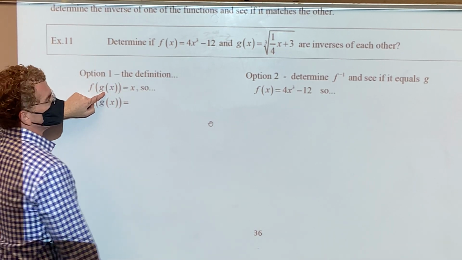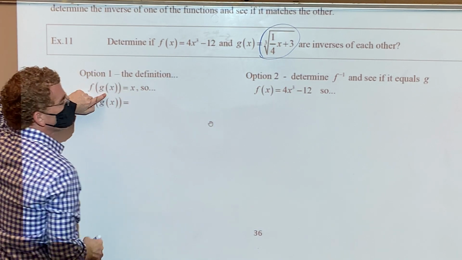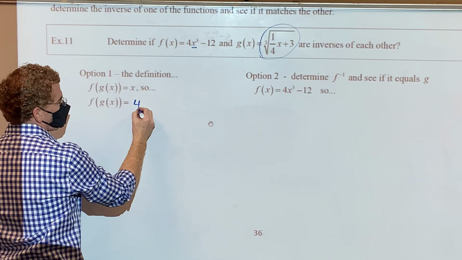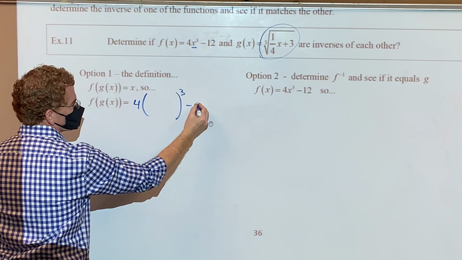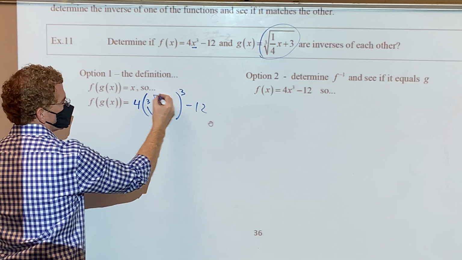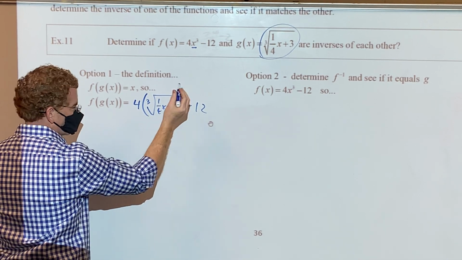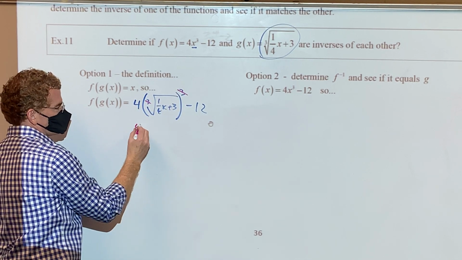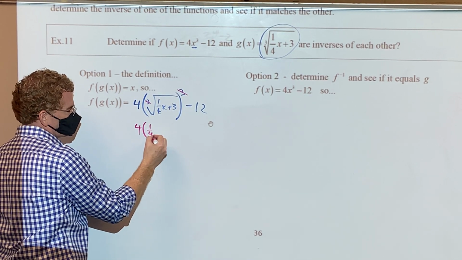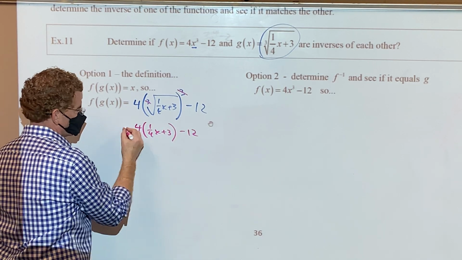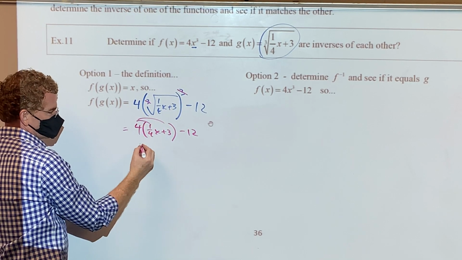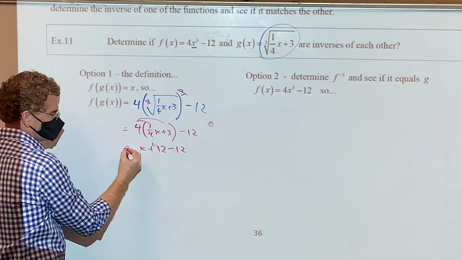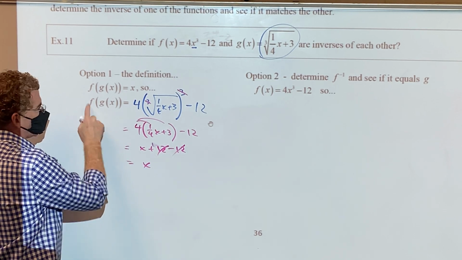So what's g of x? This ugly thing. Plug that ugly thing in there to the f. So 4 times the ugly thing cubed minus 12. Now what's the first thing you do to simplify? Cube roots go away, leaving me 4 times the 1/4 x plus 3. Next thing you would do, distribute that forward. Distribute, and you get x plus 3, x plus 12 minus 12, and then you just got it. Oh, f of g of x is x.